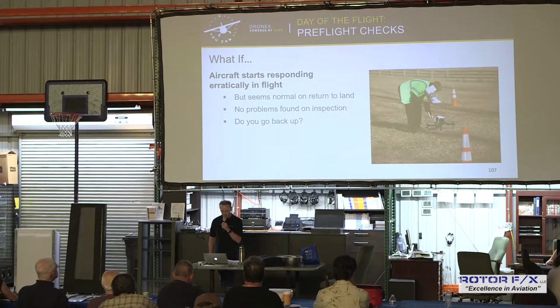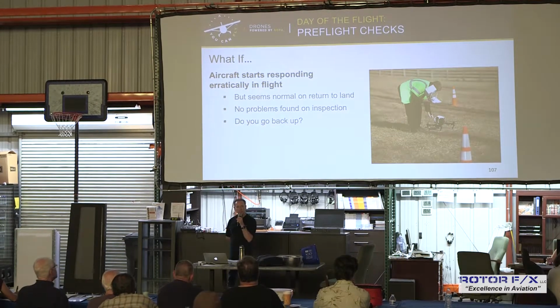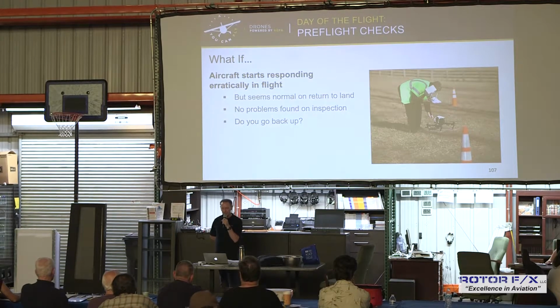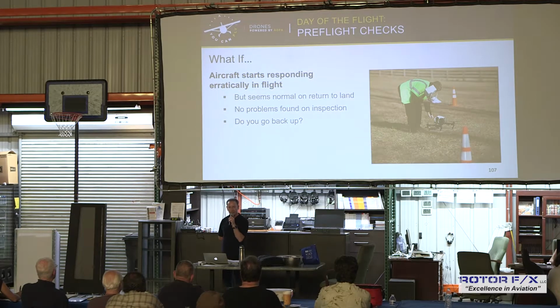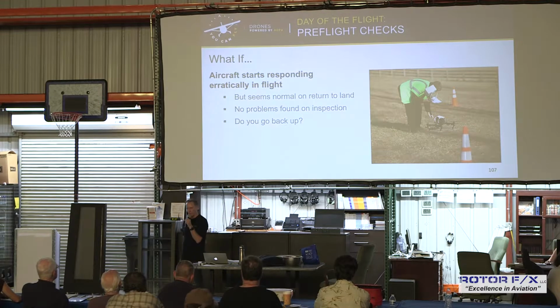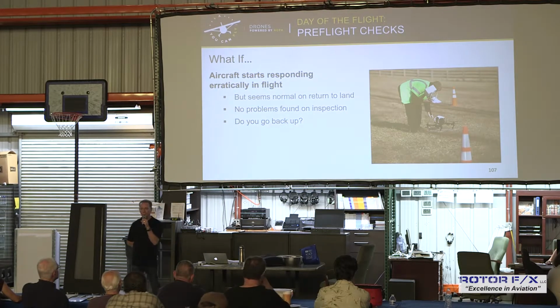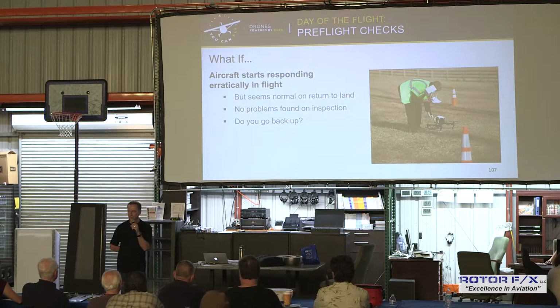What if you're up in the air, you're flying the mission, and all of a sudden something weird starts to happen? It was normal a minute ago, but I don't know, something's just not quite right. It's not responding properly to the control inputs. What do you do? You bring it back, you put it on the ground, and you look at it, right? No problems found on inspection. Do you go back up and fly the mission?